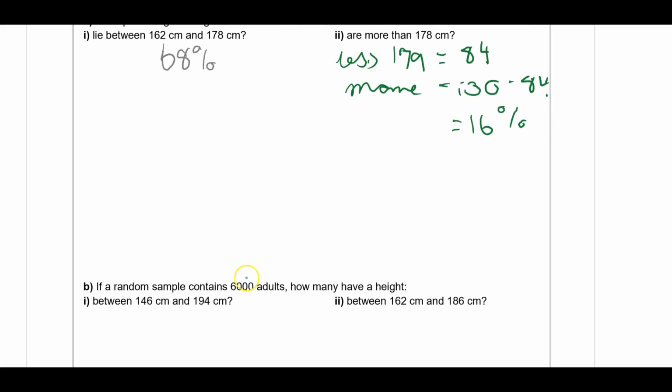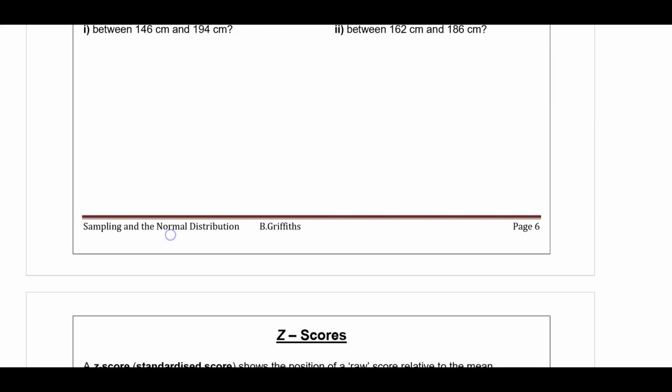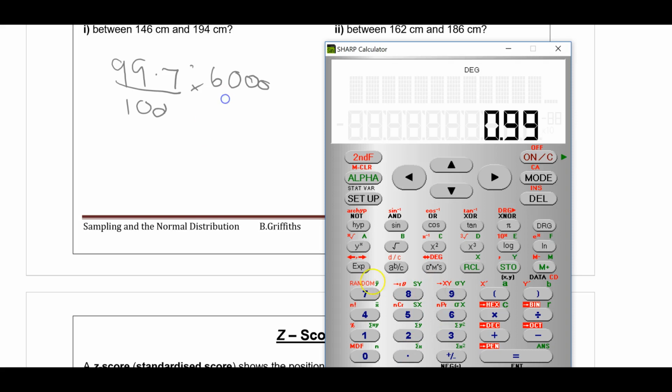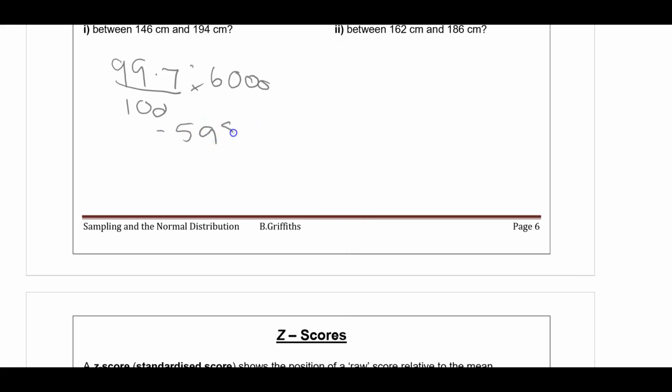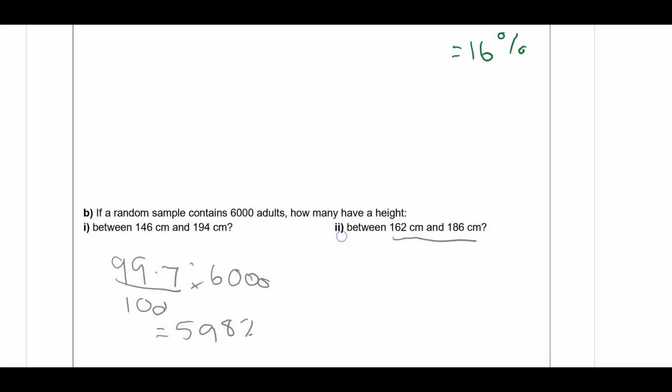Okay, a random sample contains 6,000 adults. How many have a height between 146 and 194? 146 and 194 is 3 standard deviations, so it's 99.7% of the 6,000, and whatever that is, 5,982.